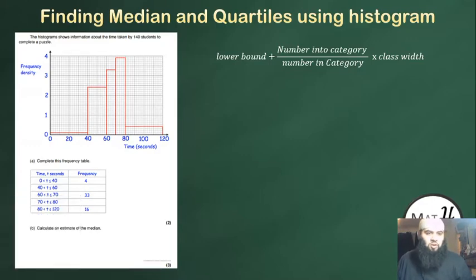The first question says the histogram shows information about the time taken by 140 students to complete a puzzle. This is 140 students and it's taking them this much time to complete a puzzle. So this is the information we have. They are missing information for frequencies. It says complete the frequency table.